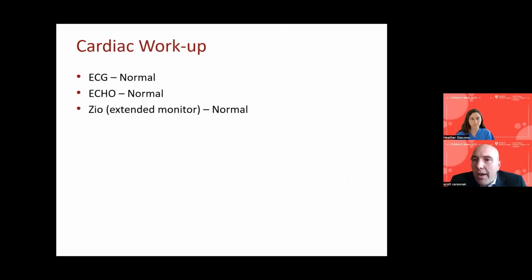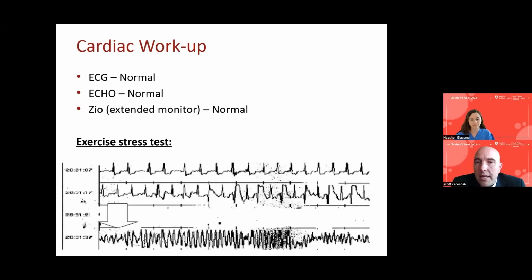So you sent him to cardiology, and we saw him in our cardiology clinic, and our baseline EKG was normal. Our echocardiogram was normal. We did a Zio patch, which is an extended heart rhythm monitor. The patient wore that for 14 days. That was normal. And then we decided to do an exercise test.